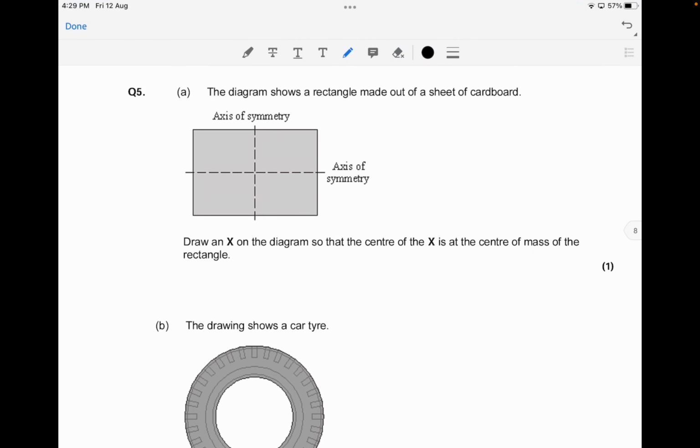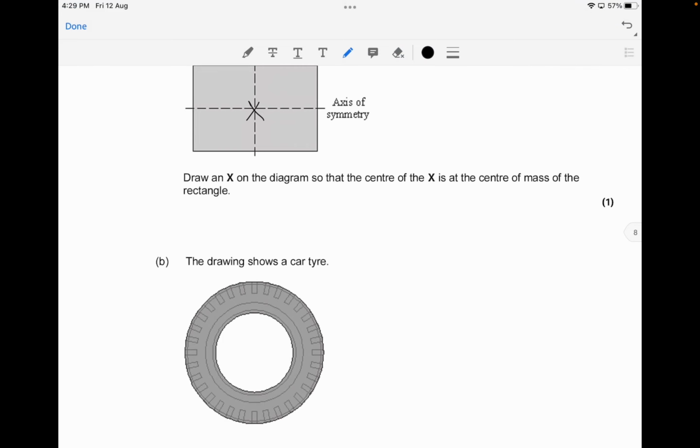Now, the diagram shows a rectangle made out of a sheet of cardboard. You have to draw an X on the diagram to show the center of mass of the rectangle. So the center of the X is at the point where the axes cross in this case. So we're going to draw an X here, where the axes cross. All right, next one. This is all center of mass questions.